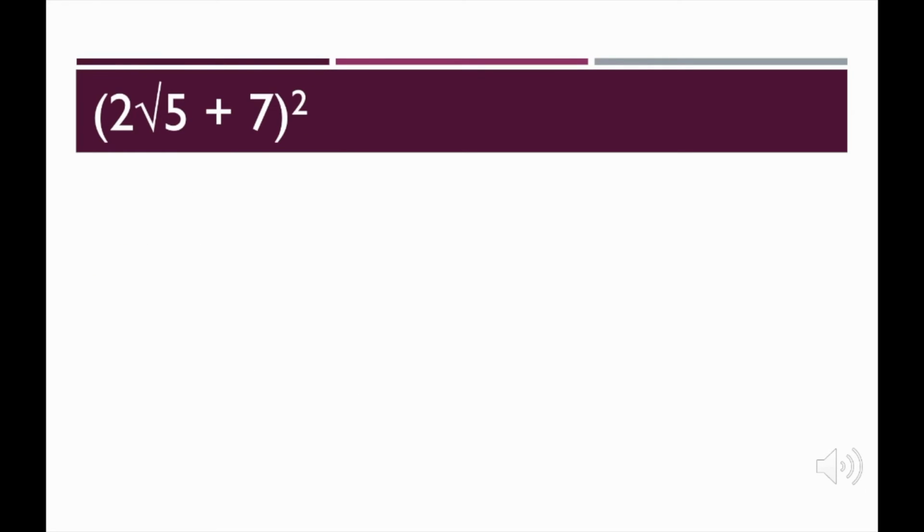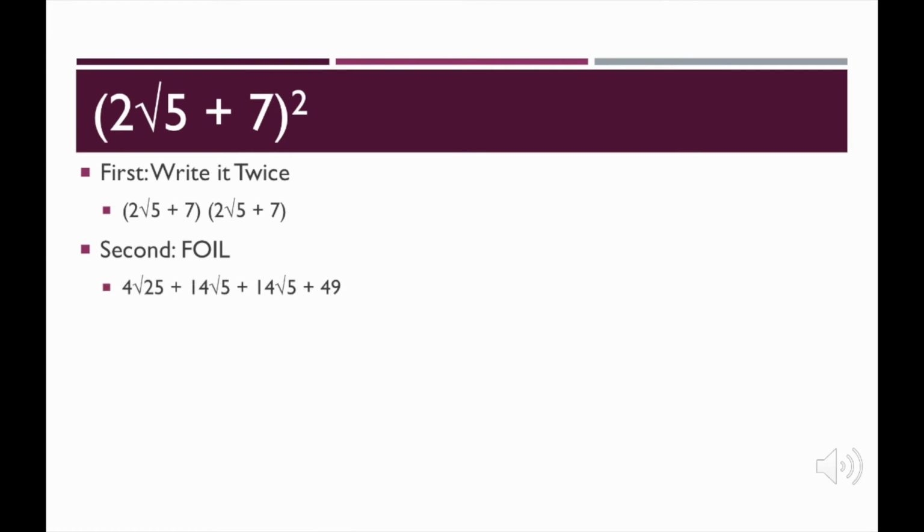Now for our very last problem. We have 2 times the square root of 5 plus 7 squared. This really is just the same thing as we did before. First, we write the binomial twice. 2 times the square root of 5 plus 7 times 2 times the square root of 5 plus 7. Next, we FOIL them together. So we get 4 times the square root of 25 plus 14 times the square root of 5 plus 14 times the square root of 5 plus 49. That's a lot going on.